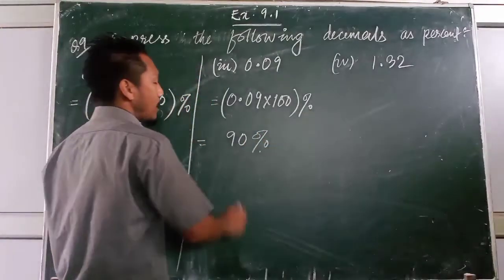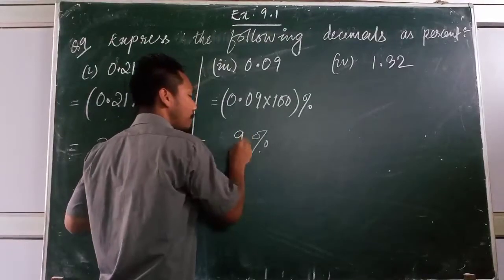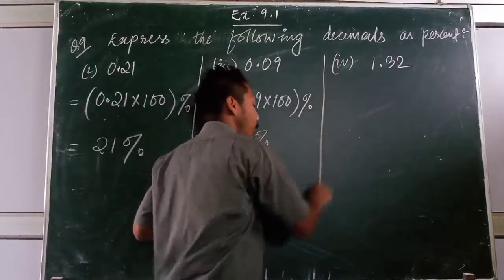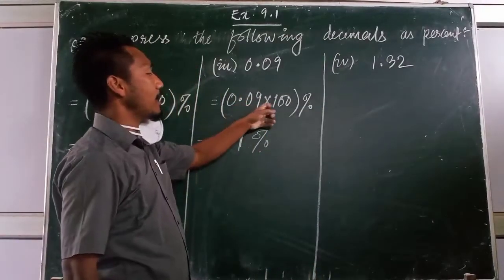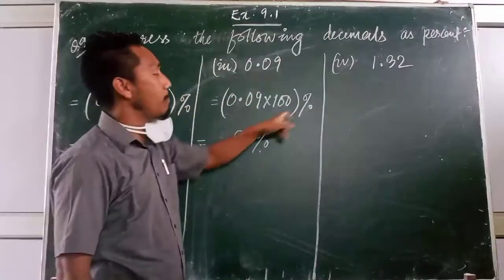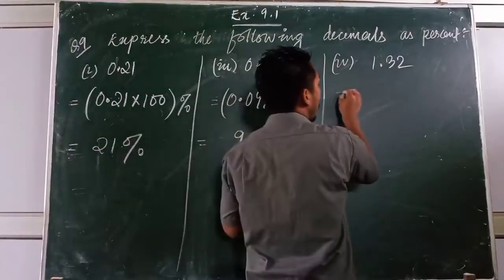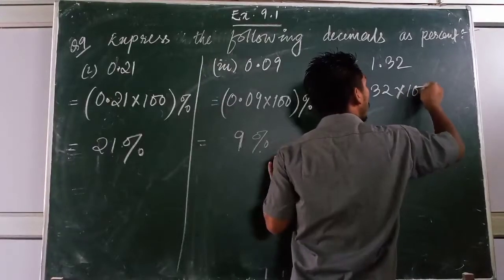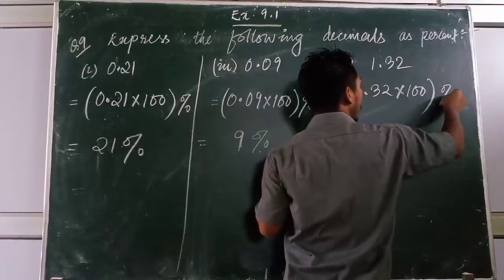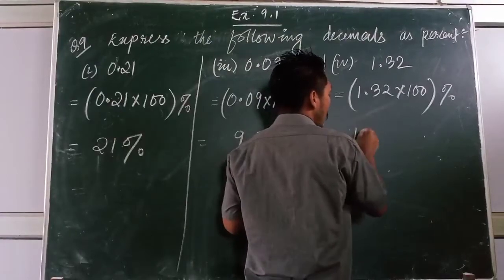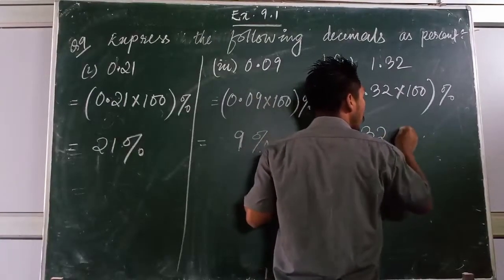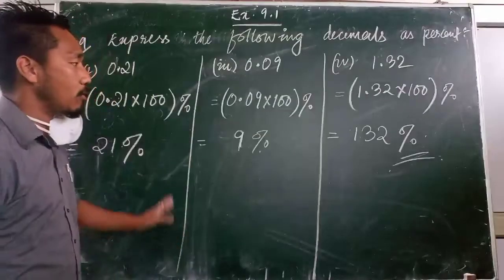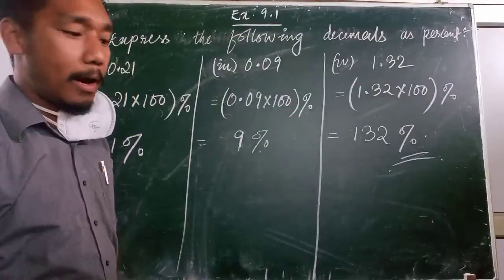Okay, not 90%, I'm sorry, this will be 9%. Okay, this will be 9%. So if you multiply 0.09 into 100, your answer will become 9, so the percentage sign will come here. Next, if I multiply 1.32 into 100, the percentage sign will be given here. So your answer will become 132%. So these are your answers for question number 9.